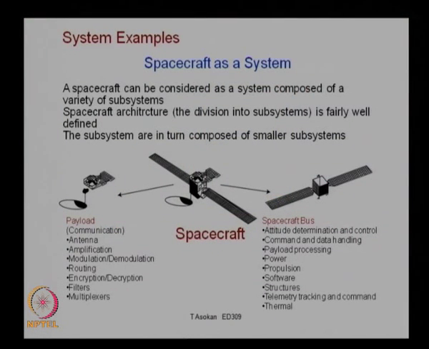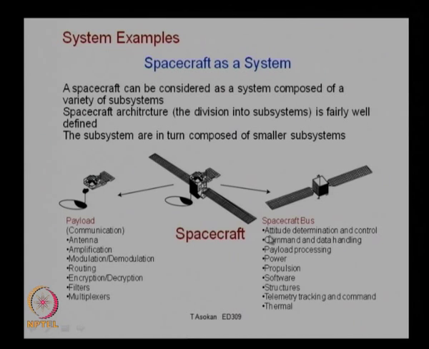For example, if you take the communication subsystem or the payload system of a spacecraft, as you can see, communication is a payload in a spacecraft, and we can consider this as a subsystem of the spacecraft. As you can see here, there are many other systems that are part of the payload. You can see that the antenna is a part of the communication payload, along with amplification, modulation, demodulation, routing, encryption, decryption, filters, and multiplexers. All this becomes part of the subsystem of the spacecraft.